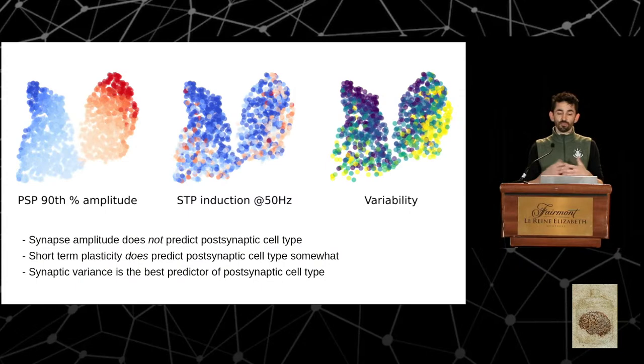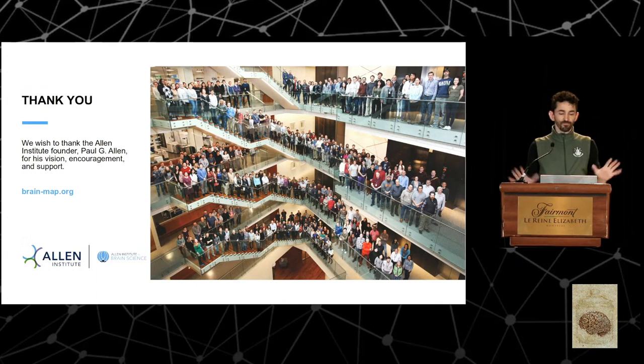We verified this using a classifier to show that variance is more predictive of the postsynaptic subclass than any other properties, which brings me back to my claim that synaptic variance seems to be a key component of the architecture of the circuit, and it's one that I think that we as a field have not given enough attention to. Okay, thus ends my soapbox.